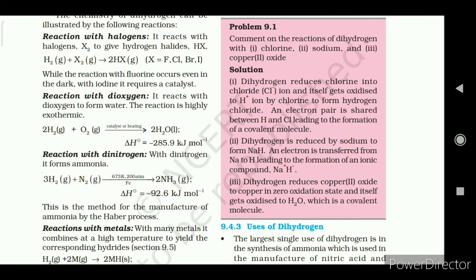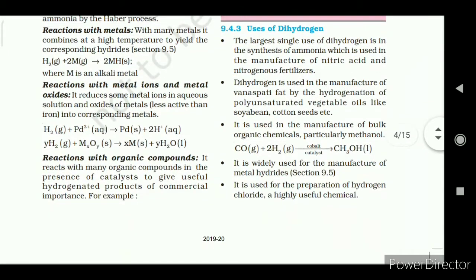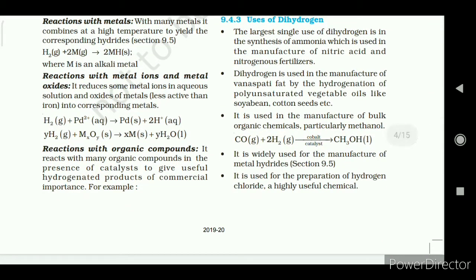9.4.3 Uses of dihydrogen. The largest single use of dihydrogen is in the synthesis of ammonia, which is used in the manufacture of nitric acid and nitrogenous fertilizers. Dihydrogen is used in the manufacture of vanaspati fat by the hydrogenation of polyunsaturated vegetable oils like soybean, cotton seeds, etc. It is used in the manufacture of bulk organic chemicals, particularly methanol. It is widely used for manufacture of metal hydrides. It is used for the preparation of hydrogen chloride, a highly useful chemical.